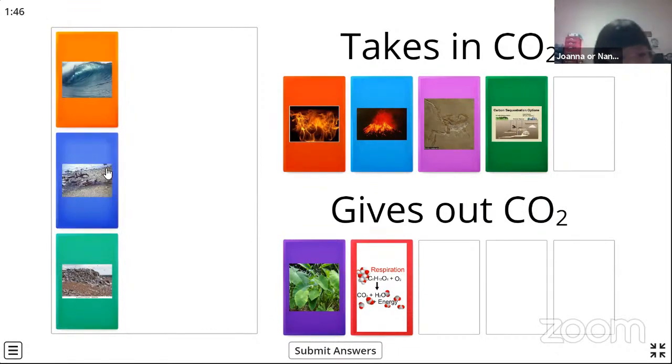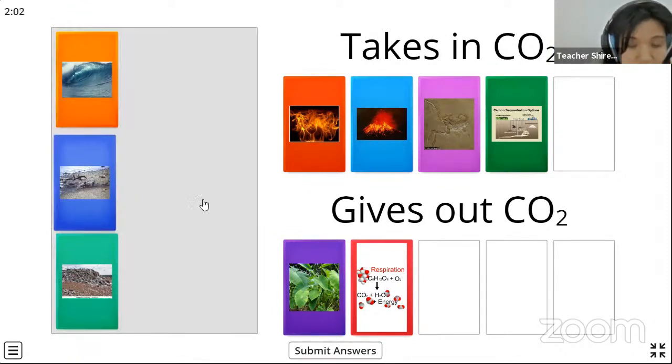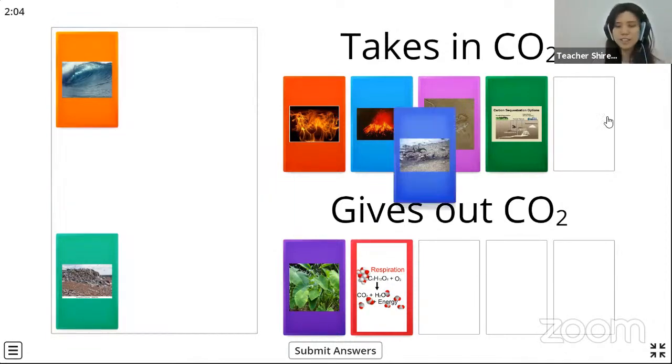Teacher, what is this? The blue one. The blue color one. I think it's some animals like birds, I guess. I think it's a bird. I'm not sure.